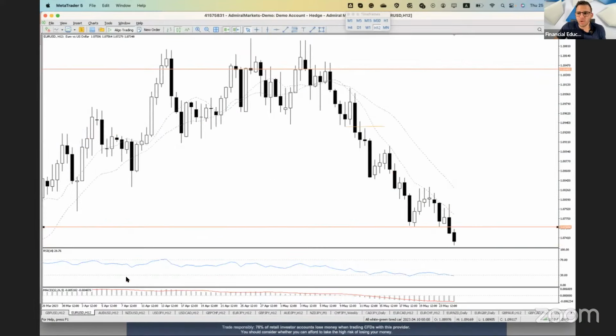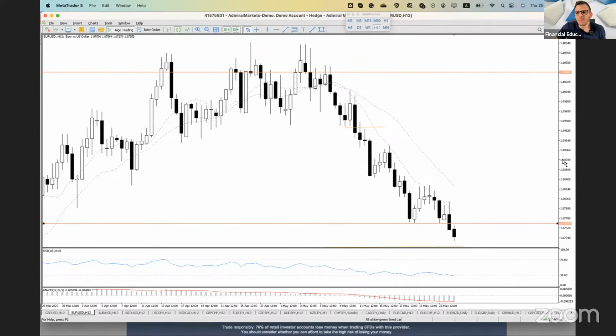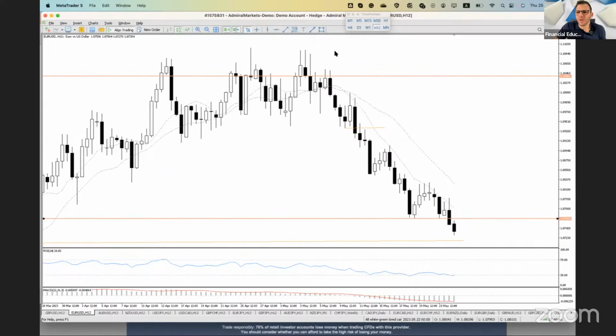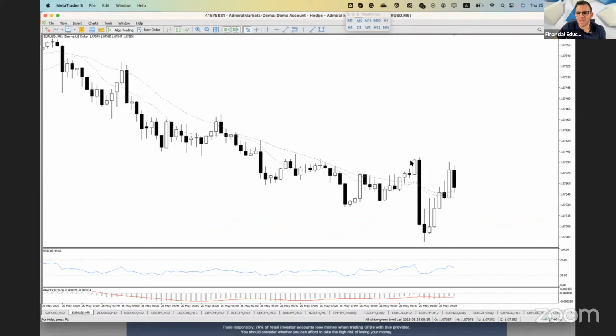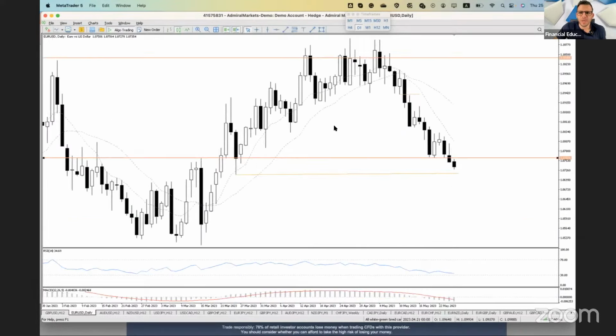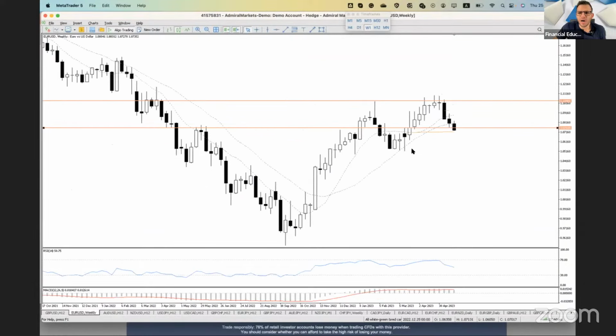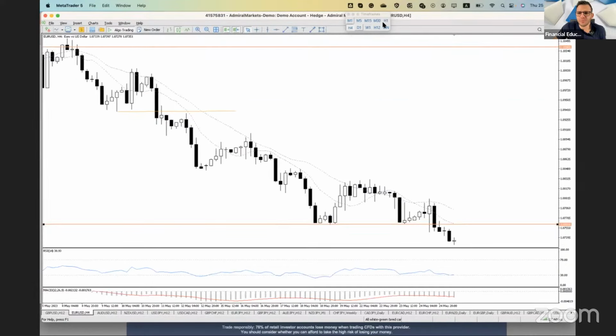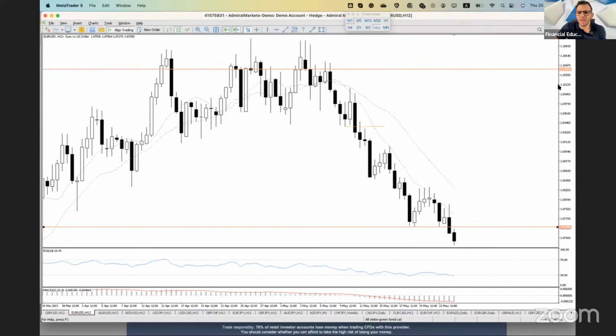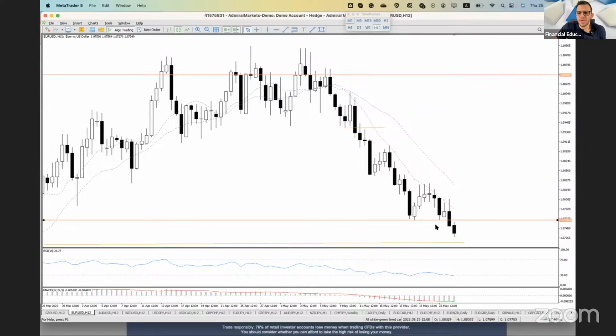Let's move on. The euro US dollar, very weak, the euro, and we can take advantage of that. Lower highs, lower lows all the way. So even on the daily chart, weekly chart, I trade the 12-hour time horizon. So still lower highs, lower lows. Yesterday, during the New York session and the London session, we had this nice bearish engulfing candle.